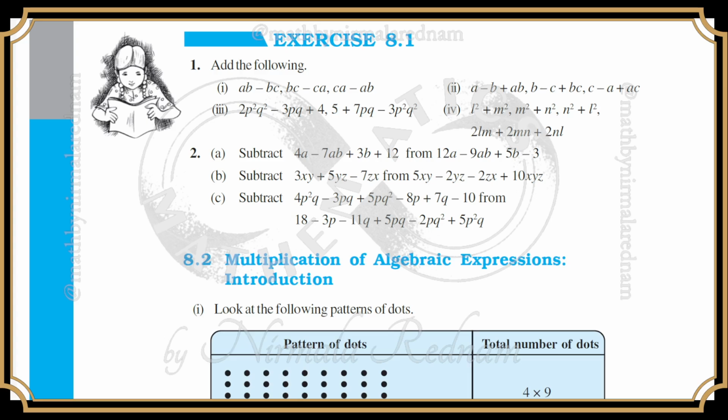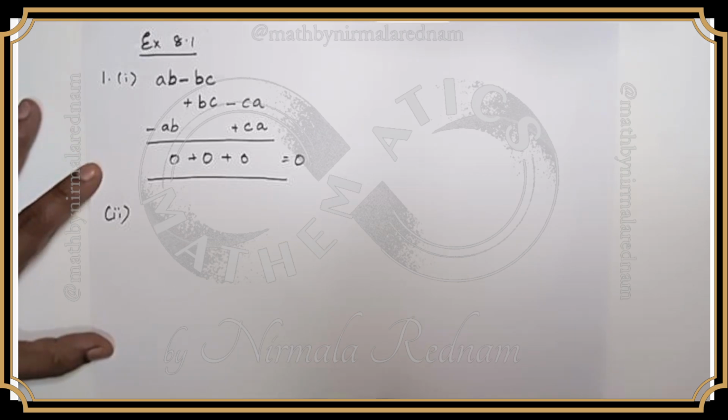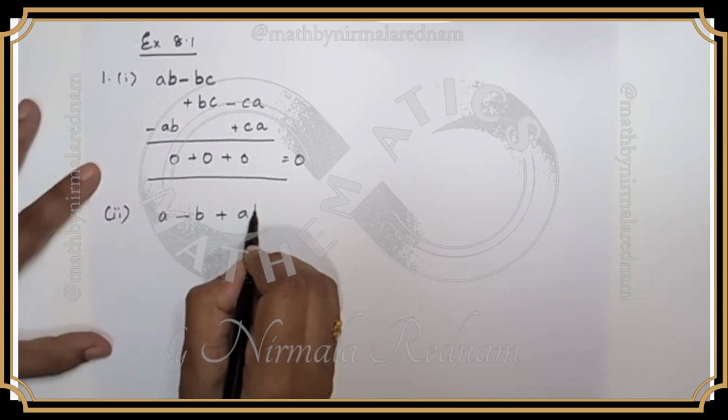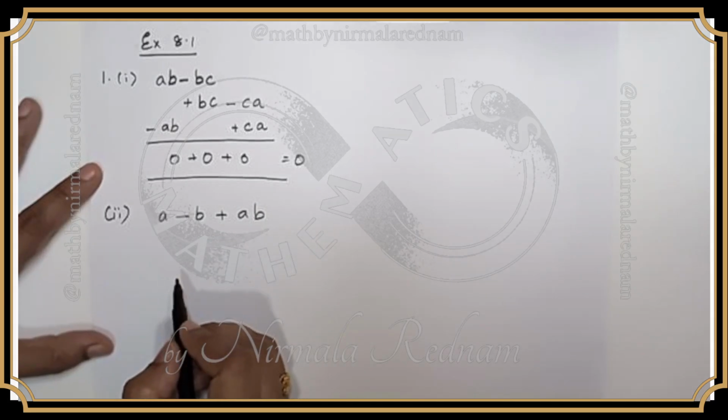Let's look at the second sum. A minus B plus AB. First expression I'll write as it is, and then I have to worry about the like terms starting from the second expression.